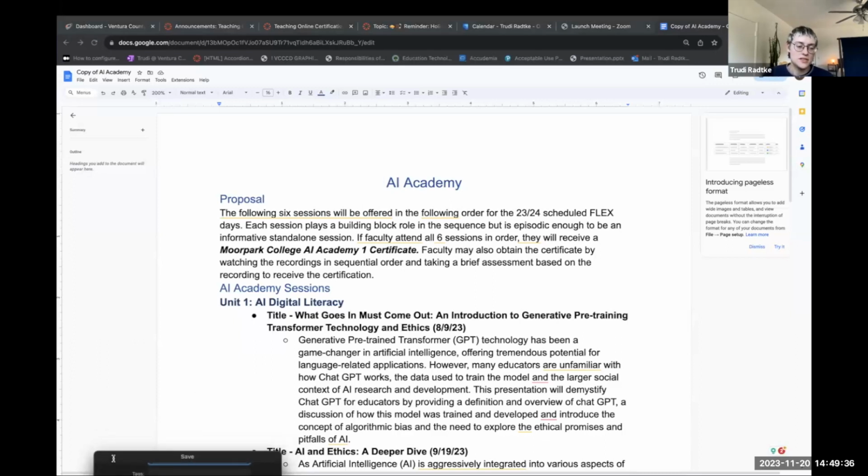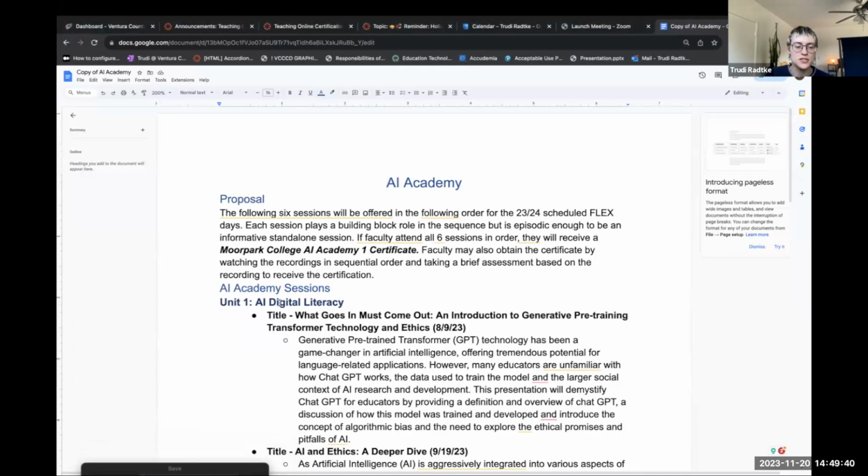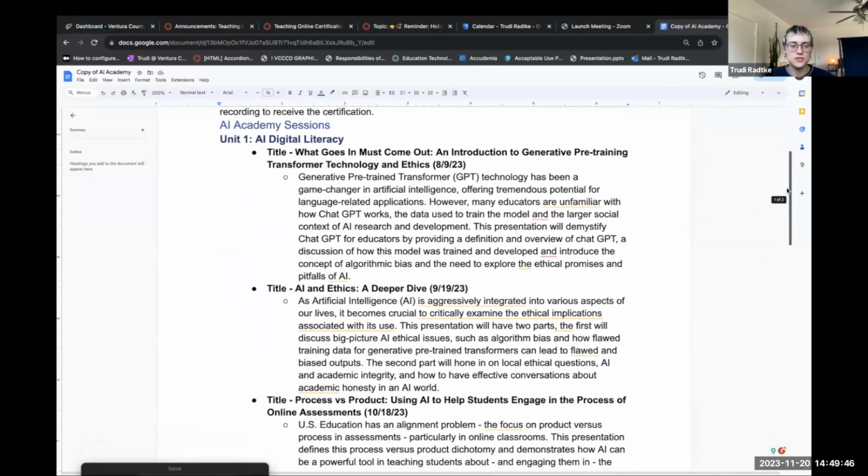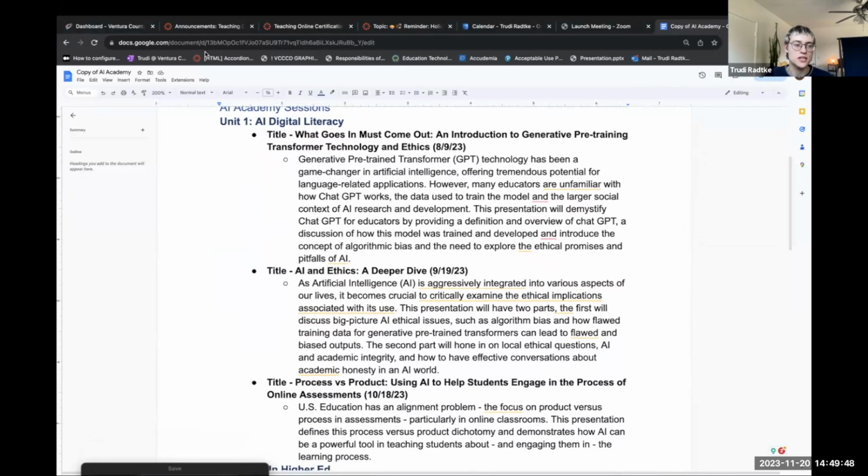The AI Academy sessions are broken down into 2 sections. The first section is Unit 1, and we're calling that AI and Digital Literacy. I'll scroll really quick. These are the titles and descriptions of each session. Our first one was What Goes In Must Come Out, an Introduction to Generative Pre-Training Transformer Technology and Ethics.